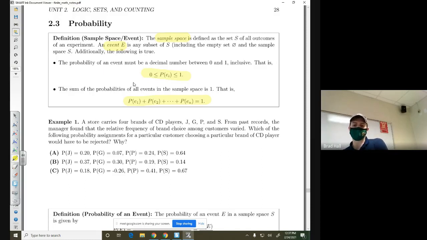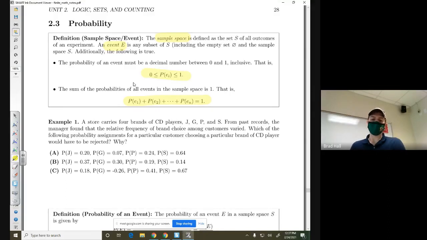And they call it relative frequency. So they found pretty much a list of probabilities of people buying one of these brands over the other three. And A, B, and C, as it's notated here, are just representing three different collections of information.